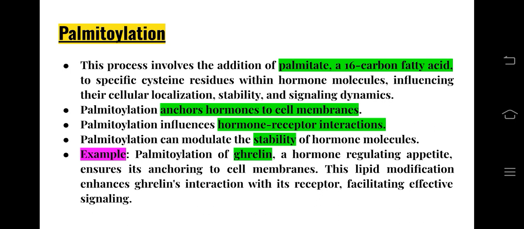For example, palmitoylation of ghrelin, a hormone regulating appetite, ensures its anchorage to cell membranes. This lipid modification enhances ghrelin's interaction with its receptor, facilitating effective signaling. Remember about this palmitoylation of ghrelin.